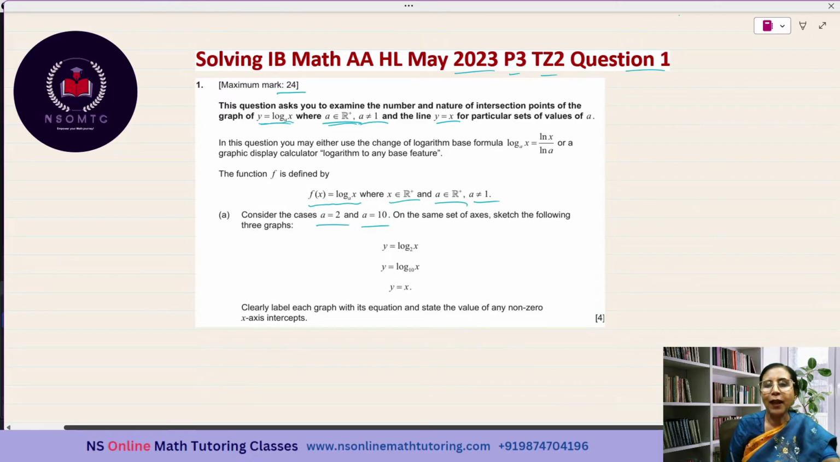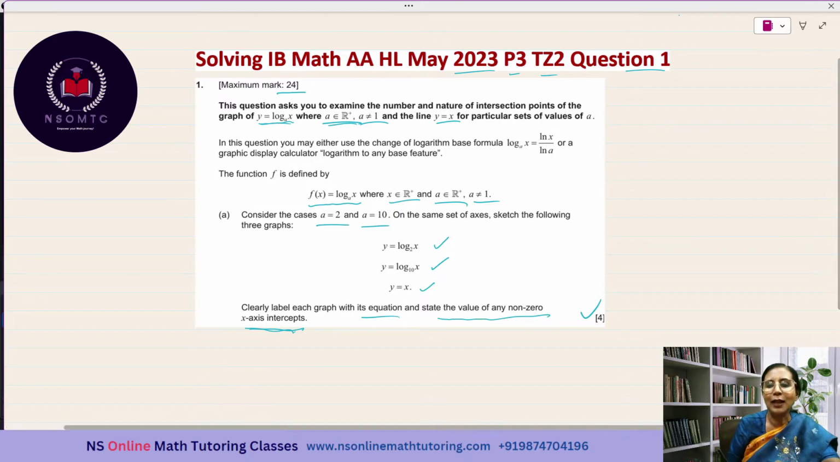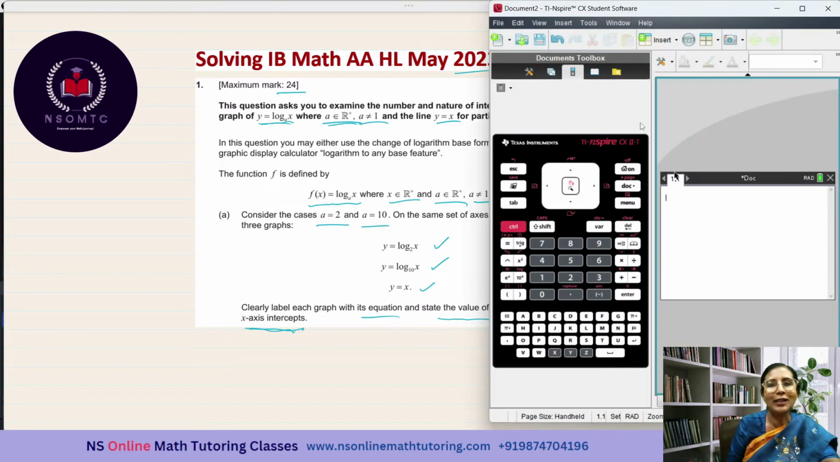Subpart A's question is: consider the cases a equal to 2 and a equal to 10. On the same set of axes, sketch the following three graphs: y equal to log of x to the base 2, y equal to log of x to the base 10, and y equal to x. Clearly label each graph with its equation and state the value of any non-zero x-axis intercepts. It is containing 4 marks. And since it is a paper 3 question, of course, we can use the calculator, and I will be using the TI-Nspire CX II calculator.